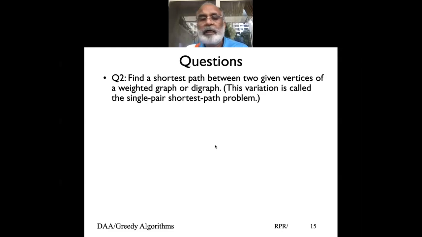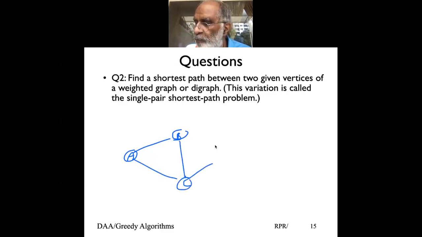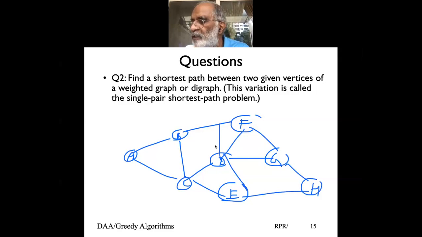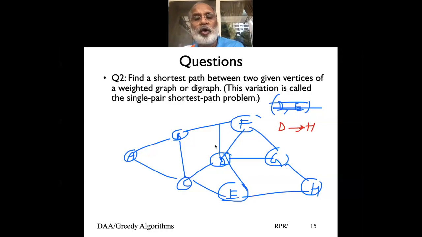Second question, let's say we're given a graph with nodes A, B, C, D, E, F, G, H, and we want to find the minimum distance between D and E. So given a graph, we need to find the minimum distance from D to H. Using Dijkstra algorithm, how would you go about it?